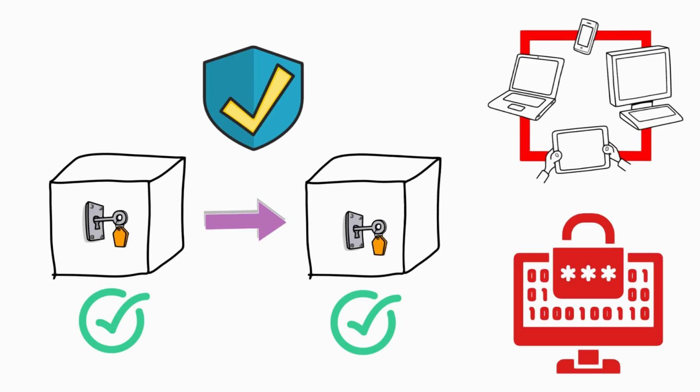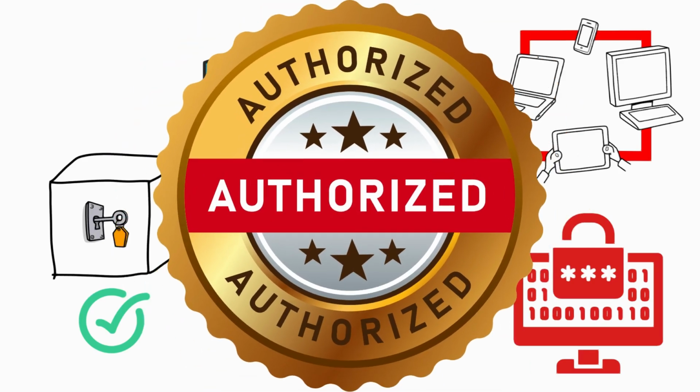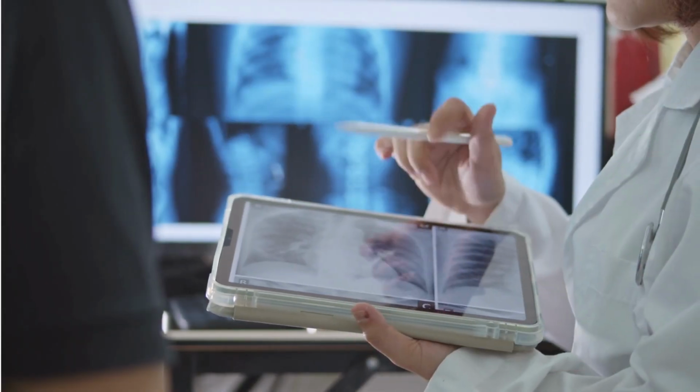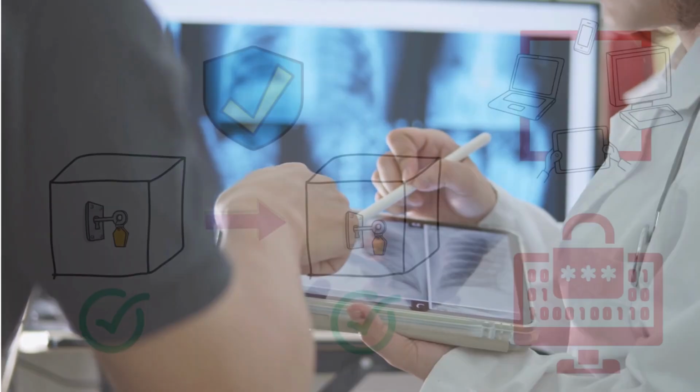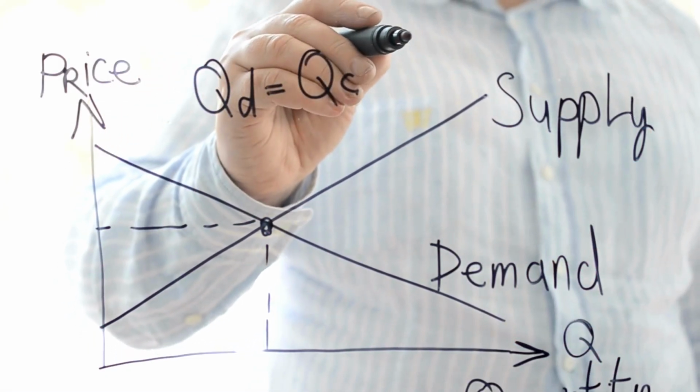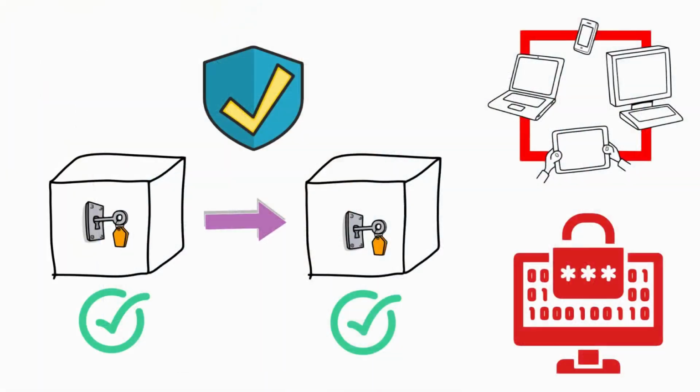Blockchain uses strong encryption to protect data. This means only authorized people can see the information. In healthcare, blockchain can securely store patient records, track medicine, and ensure data privacy. It makes sharing medical information safer and more reliable.